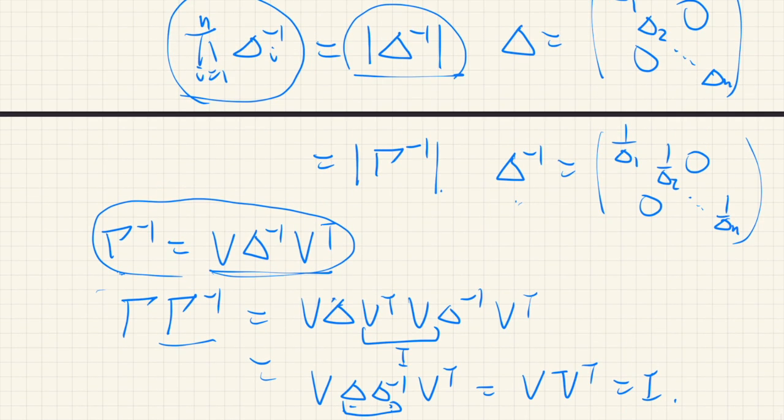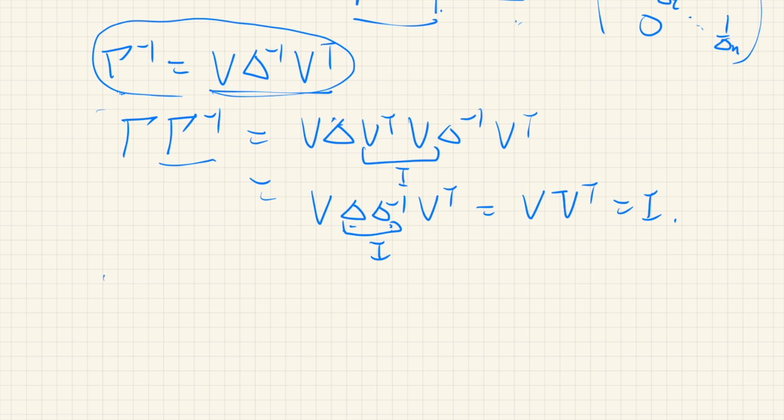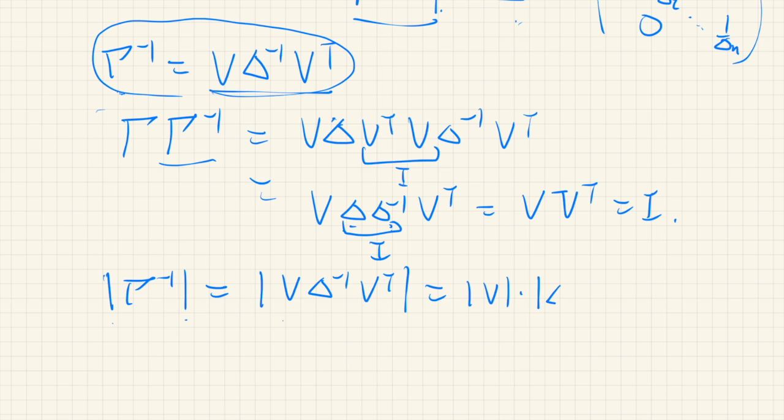And to see that this is indeed equal to this, the determinant of a matrix product is the product of determinants, right? So if we want to calculate the determinant of gamma inverse, we decompose it: V delta inverse V transpose. So this is equal to the product of each determinant. But the determinant of an orthogonal matrix is 1. So this is equal to 1, this is equal to 1. So it's just the determinant of delta inverse. So determinants are invariant under orthogonal transformation of matrices.